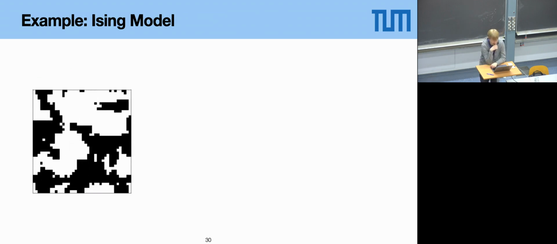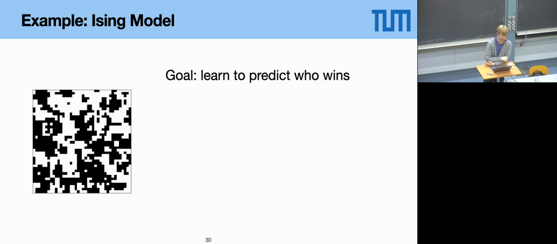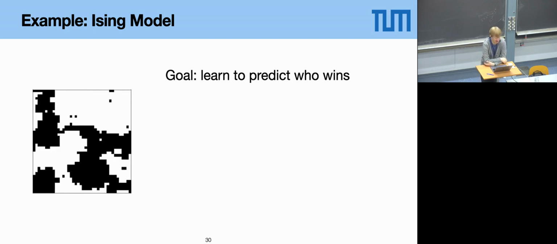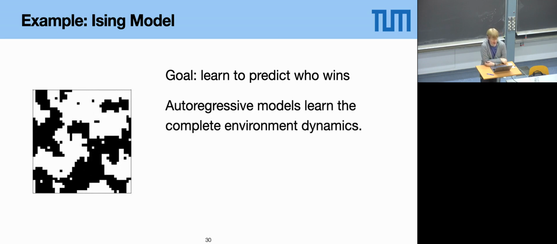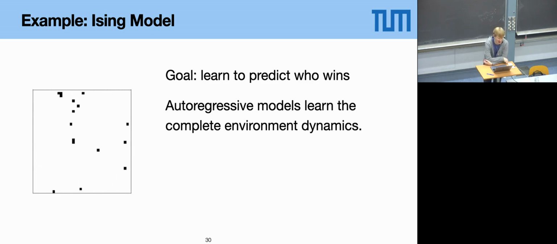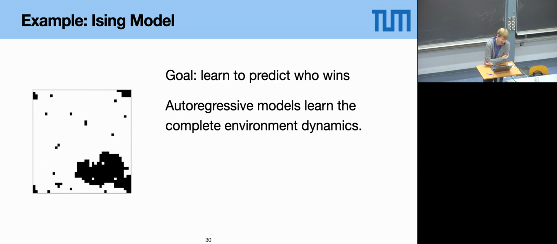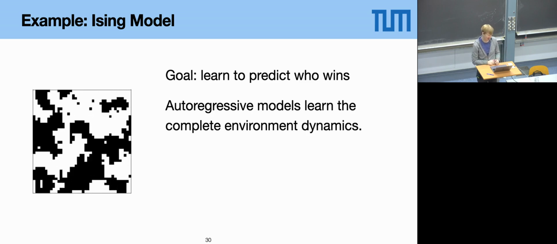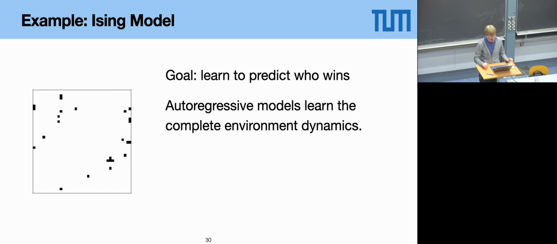To illustrate these disadvantages, let's look again at the Ising example. Let's say our goal is to learn to predict who wins, and this basically means whether the thing is going to be white or mostly black in the end. So what would autoregressive models do here? As I said, they would learn the complete environment dynamics. So basically how one transition goes, all the transitions from one state to the next.